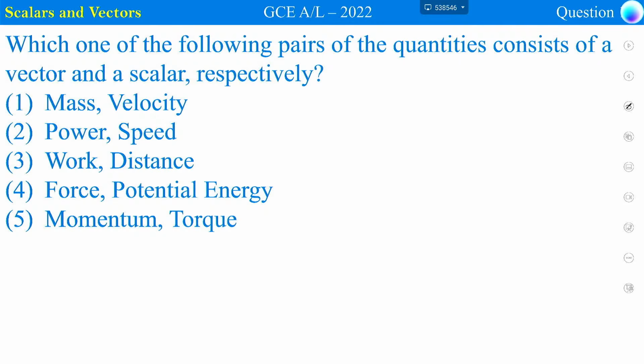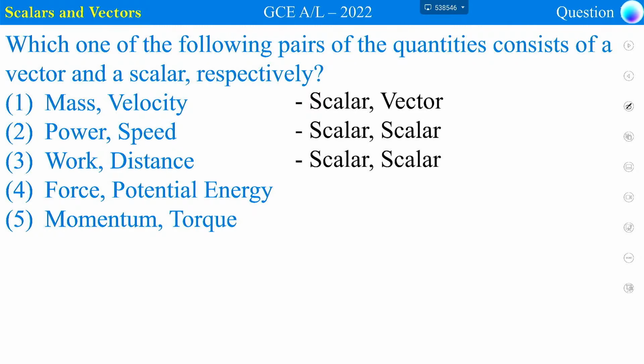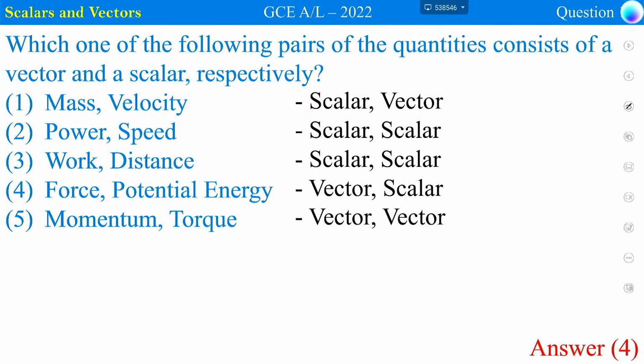Which one of the following pairs of quantities consists of a vector and a scalar? Mass, scalar, velocity, vector. Power, scalar, speed, scalar. Work, scalar, distance, scalar. Force, vector, potential energy, scalar. Momentum, vector, torque, vector. Those who do not know torque will learn it in angular motion. Final answer is the fourth one.